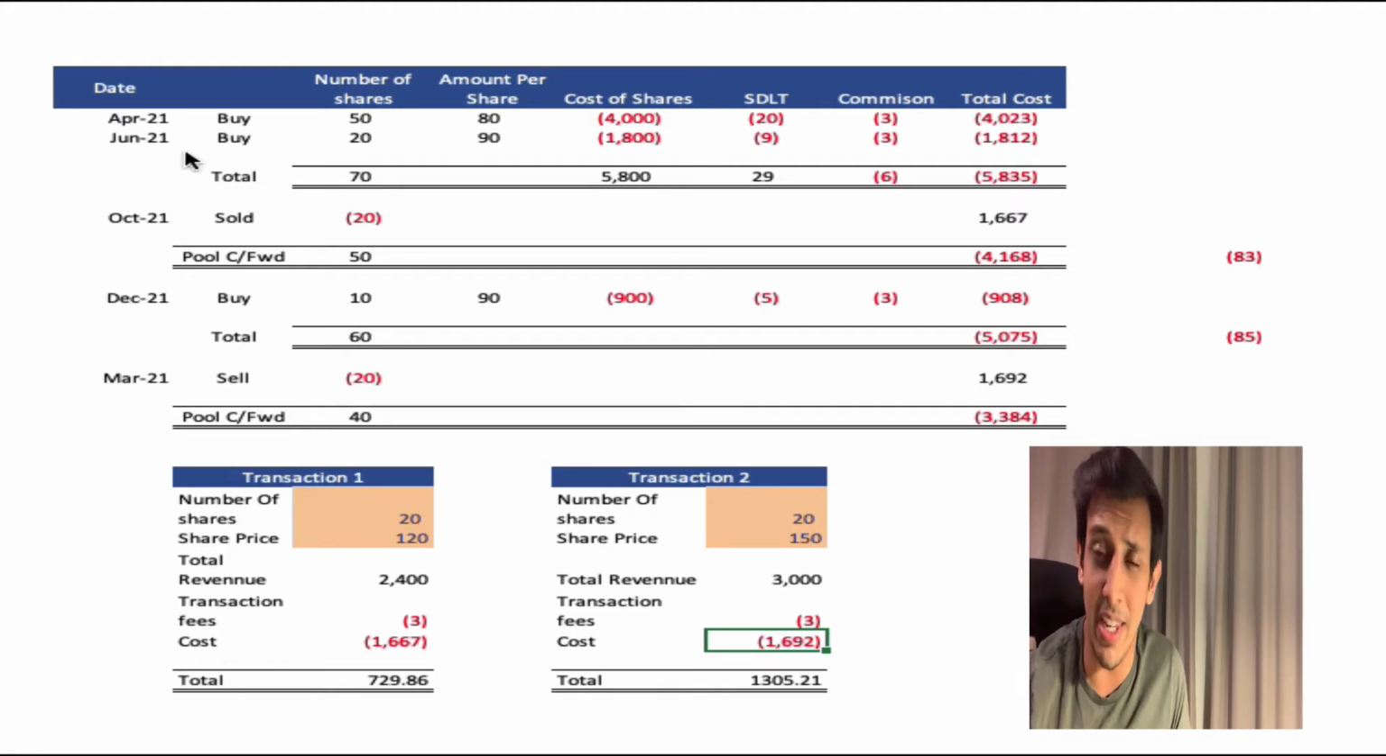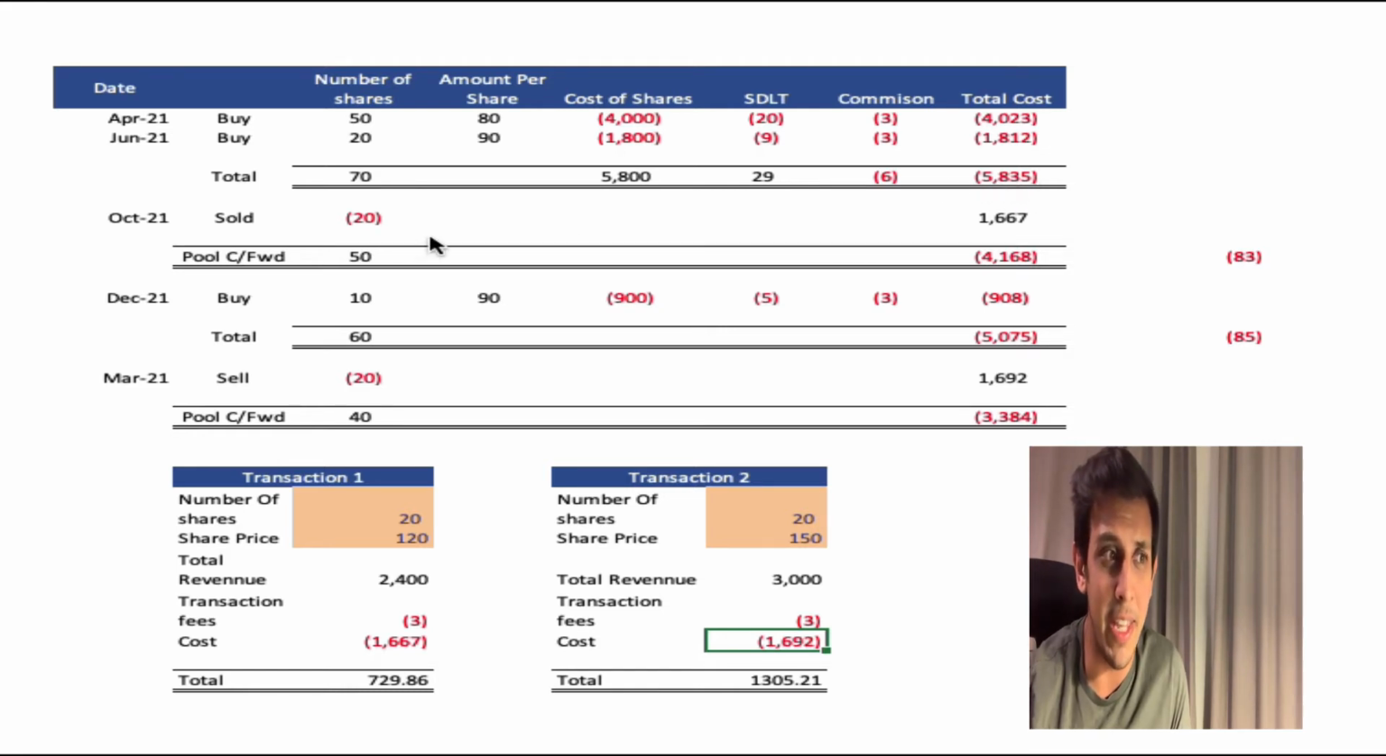Now we do the same again after we get paid in June, and this time we only buy 20 shares at £90 per share, so the cost of those shares is £1,812. If we take a total, that means we've now got 70 shares, which have cost us £5,835, which you can see here.